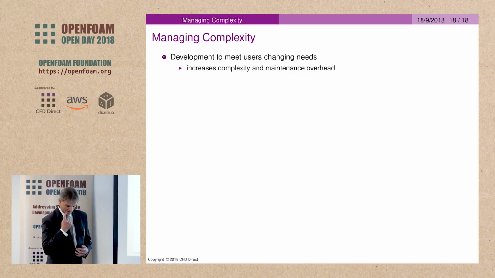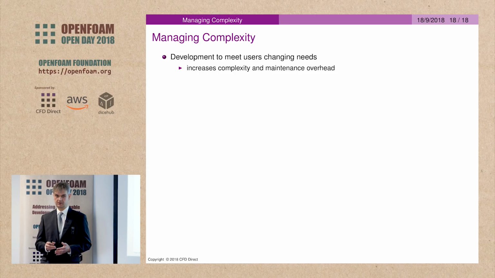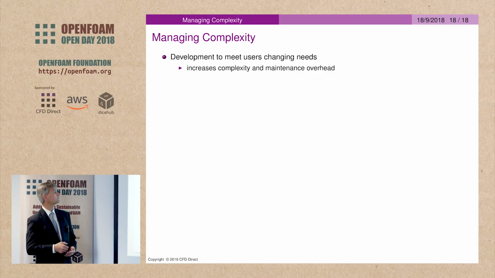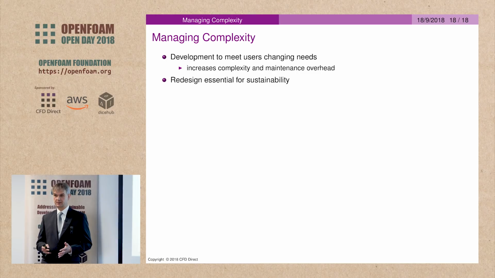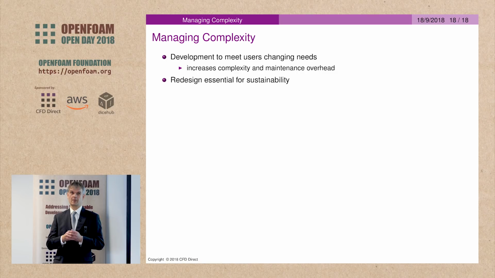So, managing complexity. We must develop the code to meet the changing needs of the users. The needs of the users continuously increase. There is no indication that that's going to reduce or even slow down. Continuous redesign is essential. We must keep track of the structure of the code and think about how we can best modify the code, update the code to handle the new needs with a minimum of additional code.